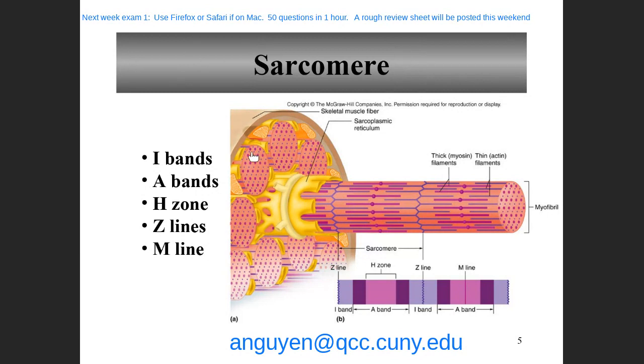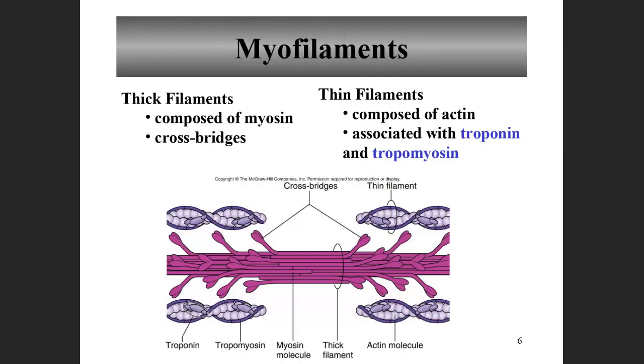What is the membrane of the skeletal muscle called? By the way, a skeletal muscle cell is the same thing as a fiber. What is the membrane, the plasma membrane? The sarcolemma? Yeah, it is the sarcolemma.